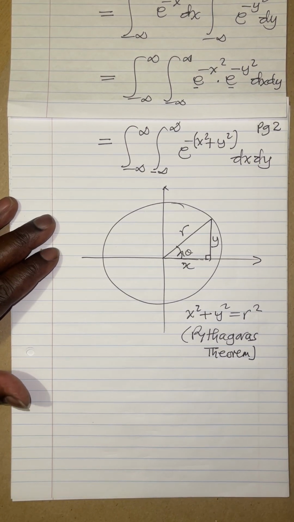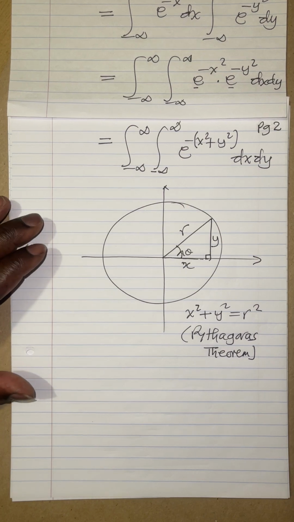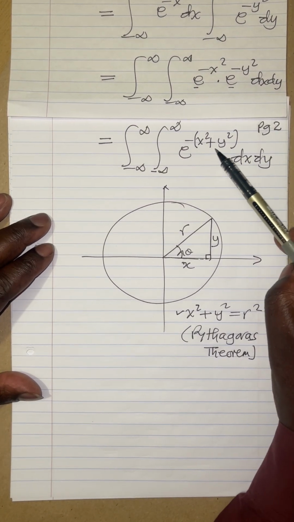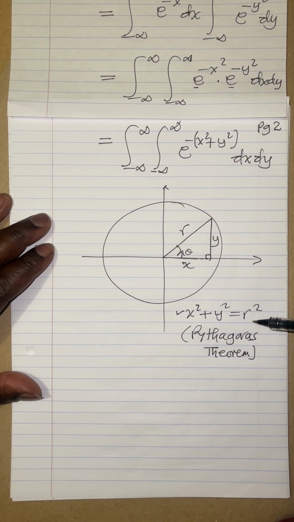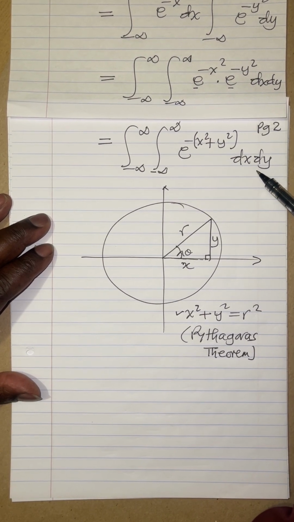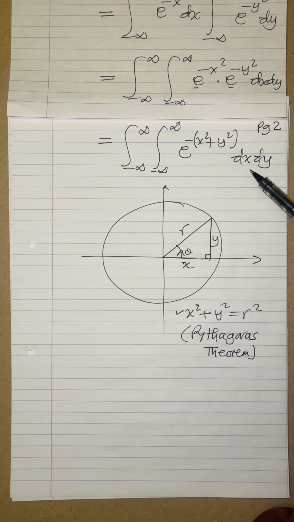Some people say the theorem of Pythagoras. Now, this is the first result. So we understand that this part here will be replaced with r squared. But what about dx dy? Well, dx dy takes us to what we call the Jacobian.